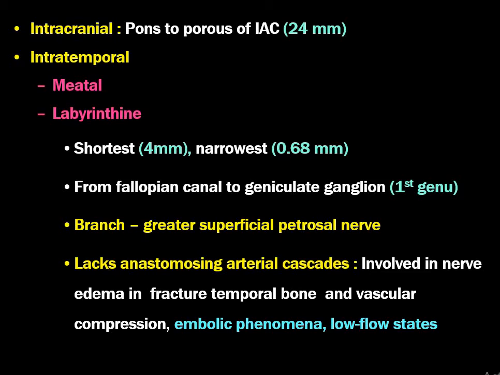Branch given here is greater superficial petrosal nerve. It lacks anastomosing arterial cascades, therefore it is involved in nerve edema, in fracture of temporal bone, and vascular compression, embolic phenomena, or low flow states.